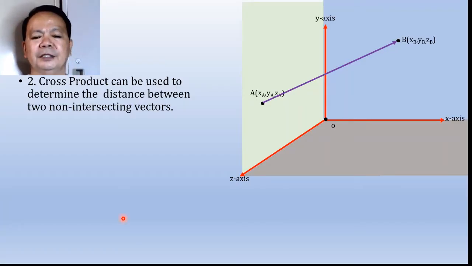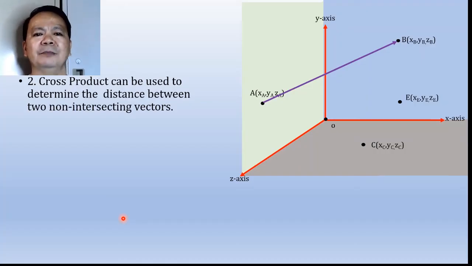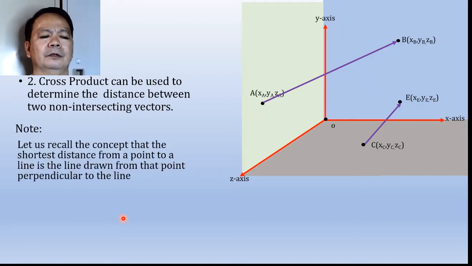Let us imagine that there is another point C whose coordinate is x sub C, y sub C, and z sub C. And somewhere here is another point E whose coordinate is x sub E, y sub E, and z sub E. And from C, there is a vector that runs towards E. Let us recall the concept that the shortest distance between a point to a line is the line drawn from that point perpendicular to the line.